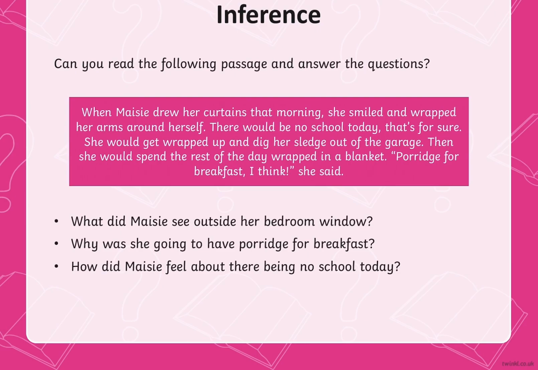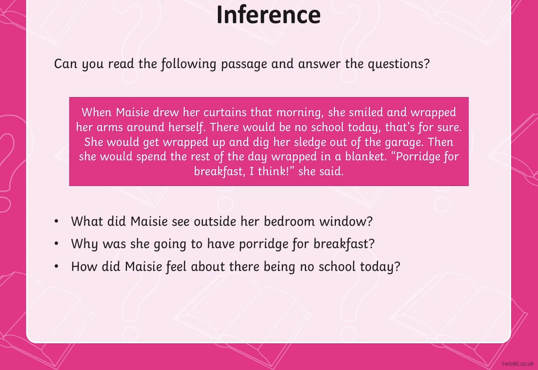When Maisie drew her curtains that morning, she smiled and wrapped her arms around herself. There would be no school today, that's for sure. She would get wrapped up and dig her sledge out of the garage. Then she would spend the rest of the day wrapped in a blanket. "Porridge for breakfast, I think," she said.